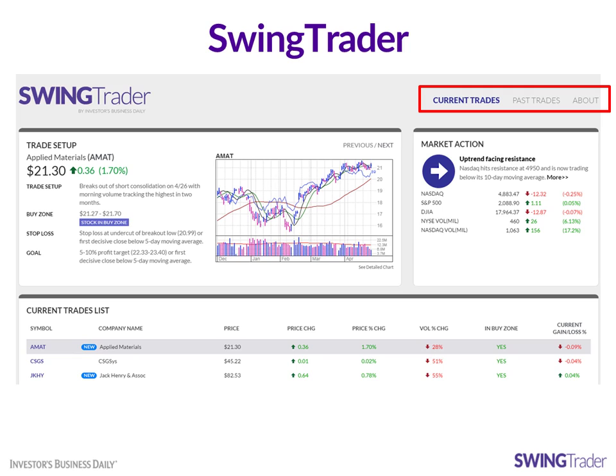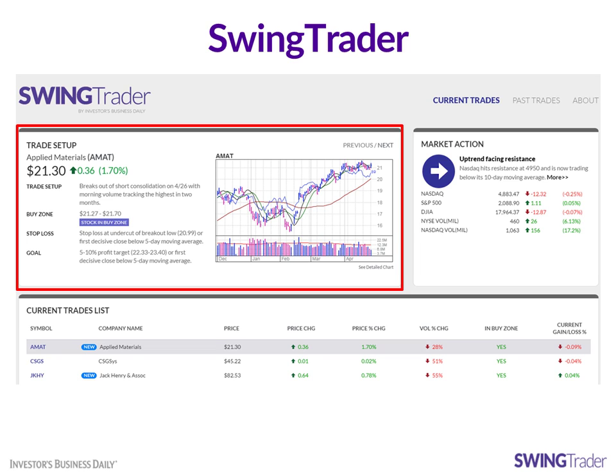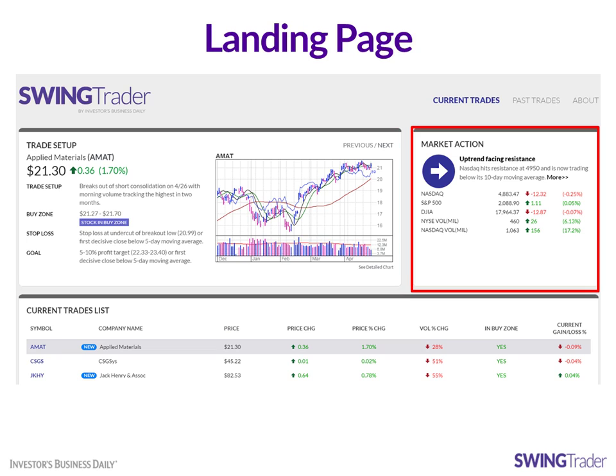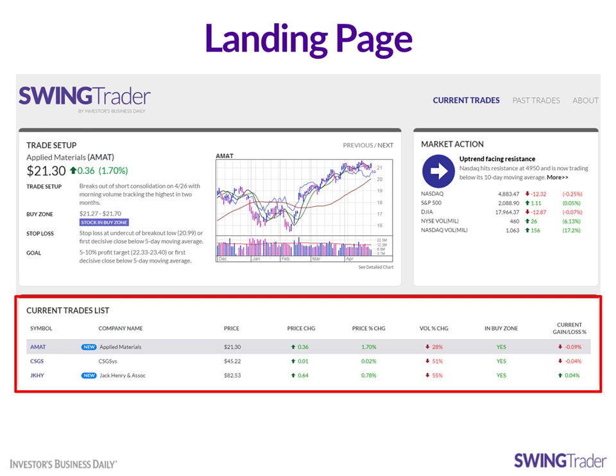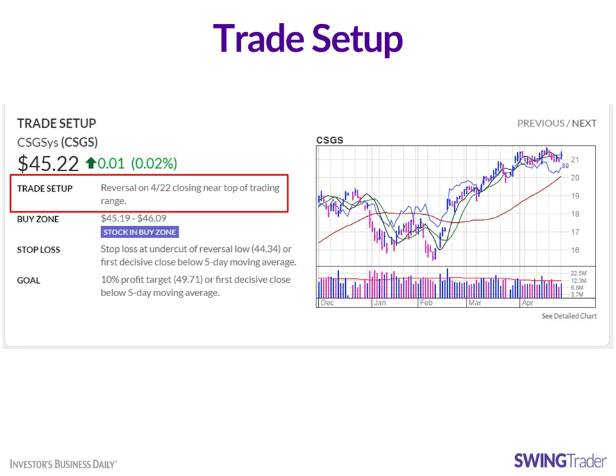So let's just quickly look at the platform that you're going to be using. At the top right-hand corner, there are 3 tabs: current trades, past trades, about. That's it. You're going to spend most of your time on the current trades, and that's what you're seeing right here. There are 3 window panes. We'll go through each one of these one at a time, but you have trade setup, the market action, and the current trades list. And those are the things that we're going to be spending our time on. So let's start with the trade setup.